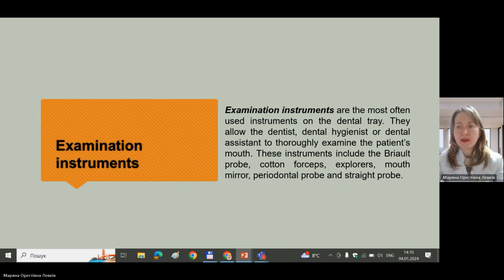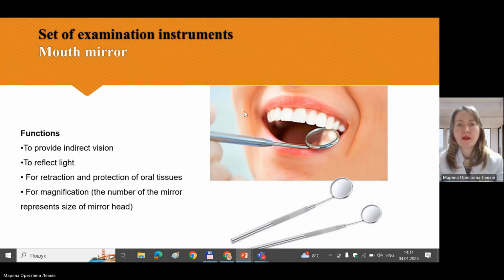Examination set of instruments. Examination instruments are the most often used instruments on the dental tray. They allow the dentist, dental hygienist, or dental assistant to thoroughly examine the patient's mouth. These instruments include the briled probe, cotton forceps, explorers, mouth mirror, periodontal probe, and straight probe. The mouth mirror is the initial instrument in the examination set of instruments. Its function is to provide indirect vision to the oral cavity and its organs. As well, it can be used to reflect light. Another function is retraction and protection of oral tissues. And finally, for magnification. The number of the mirror represents the size of the mirror head.